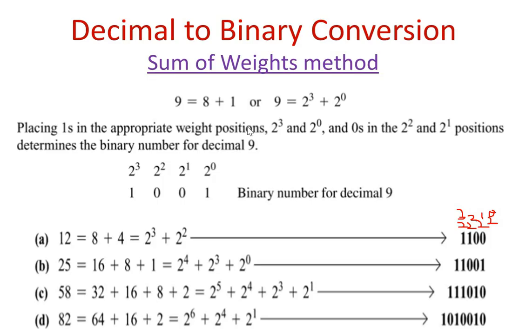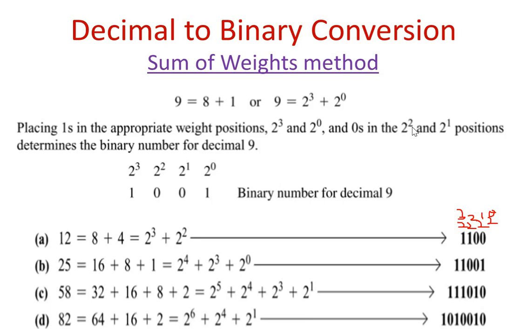Now, if these powers of 2 are present in this representation of the decimal number, we can place ones in the appropriate weight positions. So here in this representation of 9, 2 power 3 and 2 power 0 are present. So we can place 1 in the appropriate positions of 2 power 3 and 2 power 0.